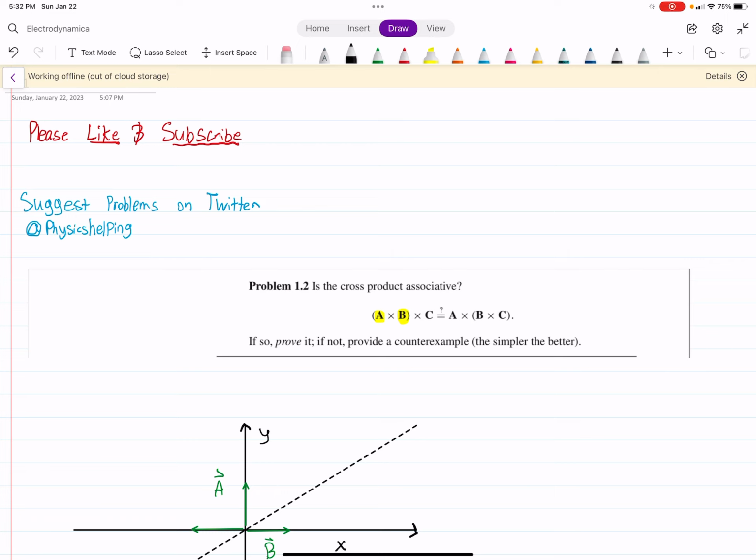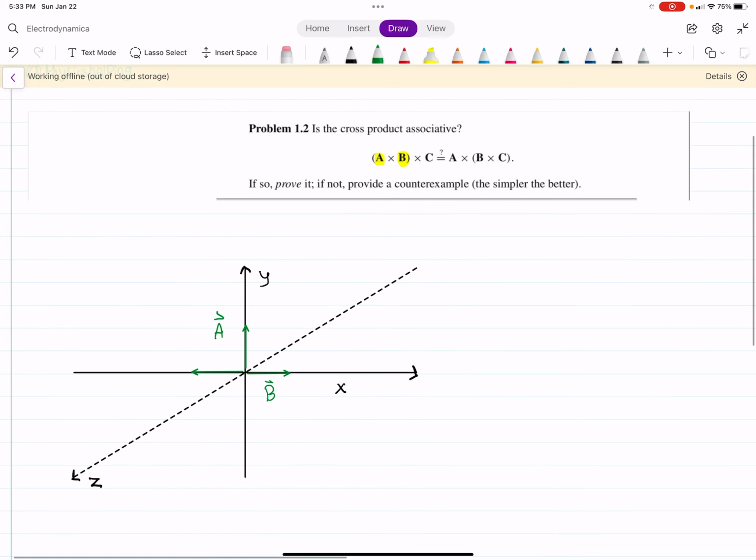So is the cross product associative? If it is, prove it, and if not, give a counterexample. So the cross product is not associative. The trick here is to find vectors where you can see that to be the case. It was a little tricky, but ultimately what I ended up doing was picking this set of vectors. And the reason why I did is, well, I'll show you.